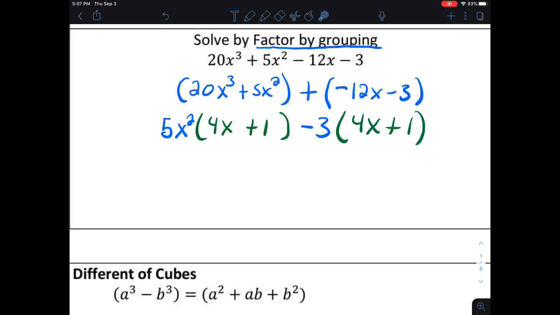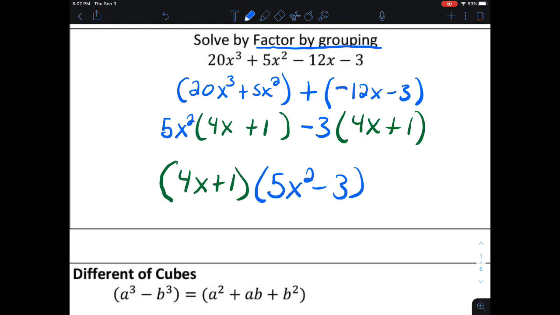Now notice what happens here: you now have a GCF of the two terms of 4x plus 1. And so to complete my factor by grouping, I'm going to pull out the GCF of those terms, 4x plus 1. And then when I do that, what remains is what I have in blue, 5x squared minus 3.